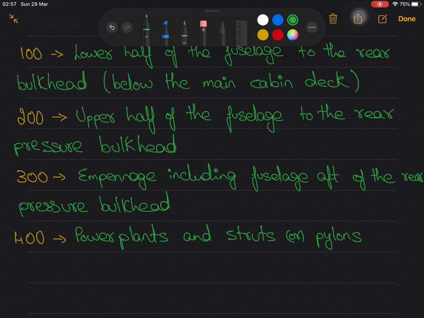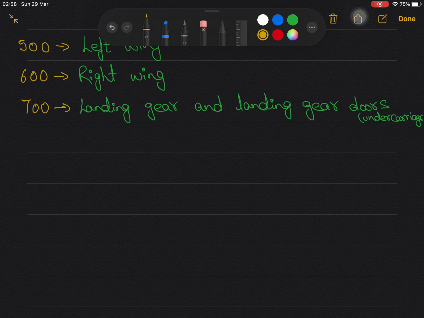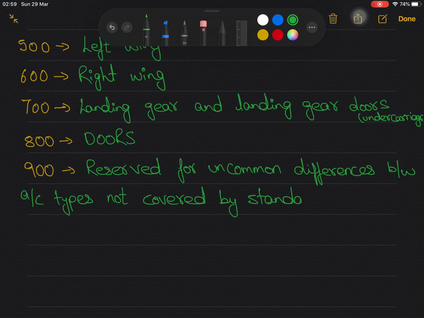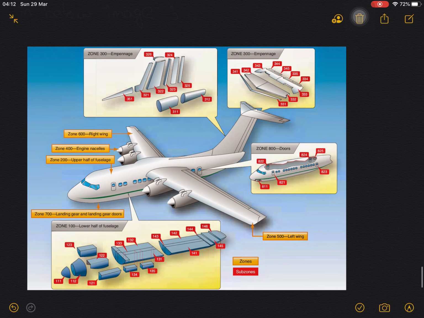500, left wing. 600, right wing. 700, landing gear and landing gear doors, undercarriage. 800, doors. 900, reserved for uncommon differences between aircraft types not covered by standard series numbers. Numbering of subzones and zones are shown in the image below.